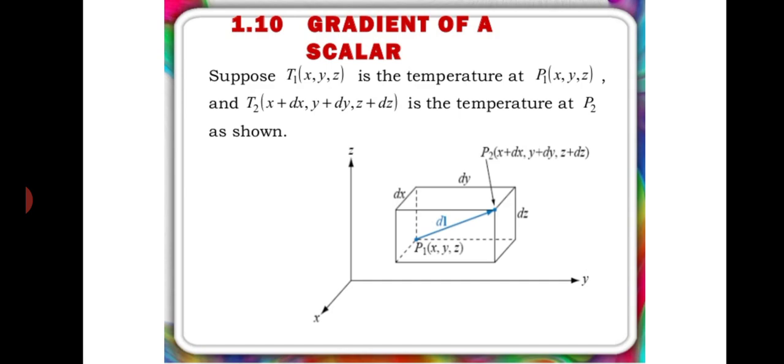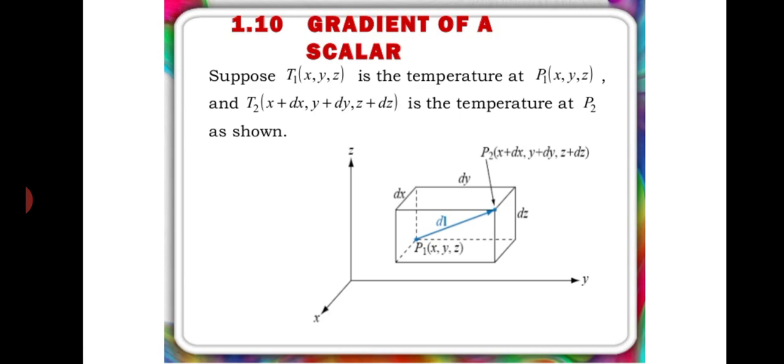Now we are coming to the gradient of a scalar. There are some mathematical preliminaries required to better understand the optimization techniques. First we have to understand what the gradient is. The gradient of a scalar is basically the partial differential form: del T by del x, del T by del y, and so on.